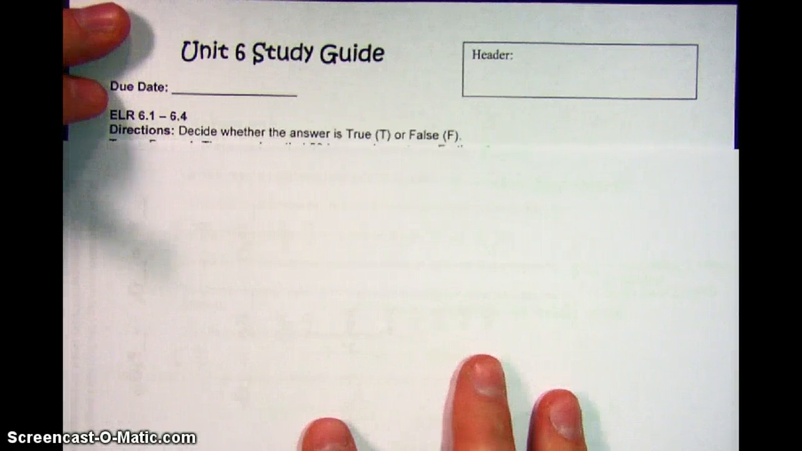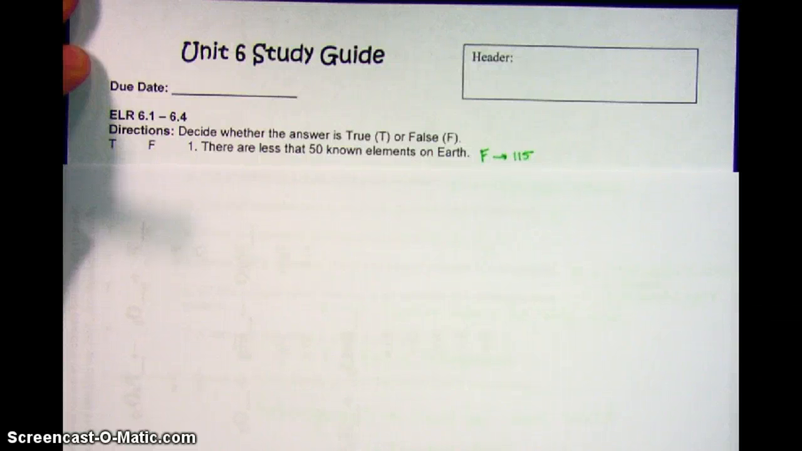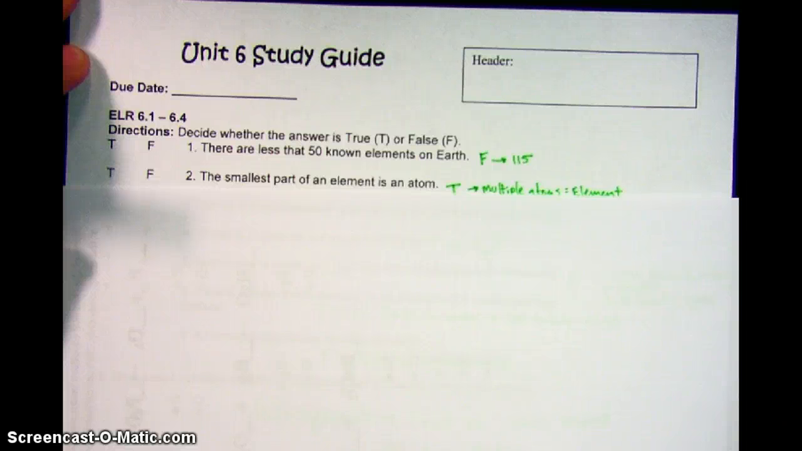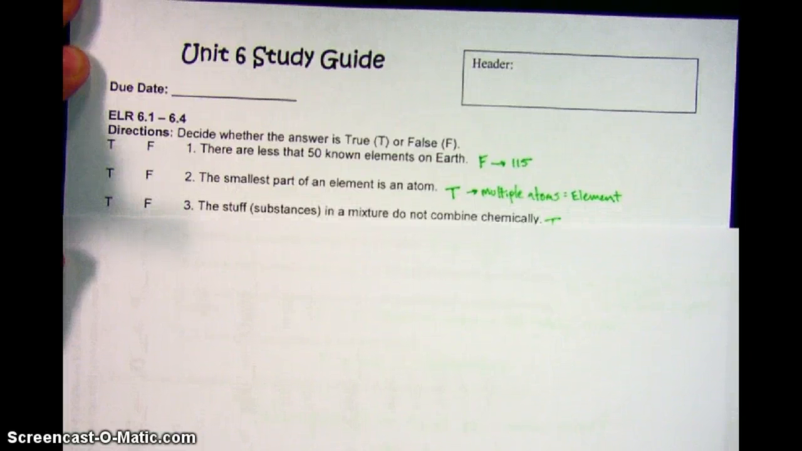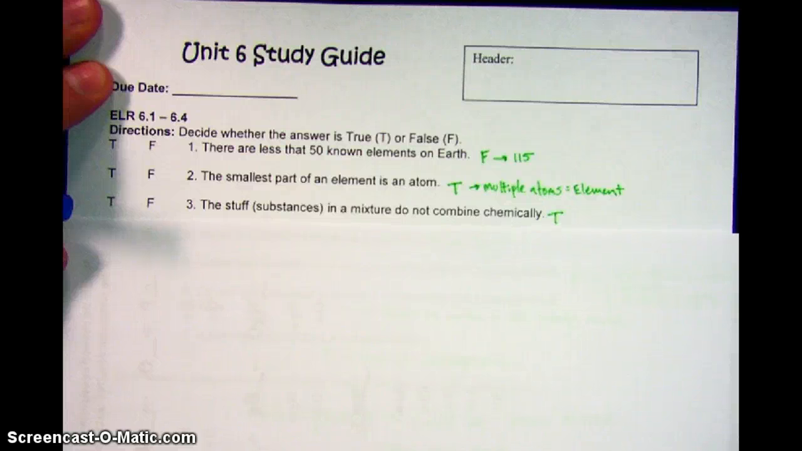The first question says, there are less than 50 known elements on Earth. That is false. There are 115. Number 2 says the smallest part of an element is an atom. That is true. If you have multiple atoms, that's what makes up an element. If you were to go smaller than that, you'd be talking about parts of an atom, not parts of an element.